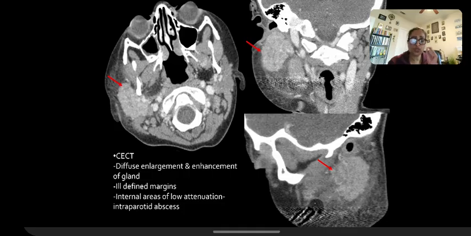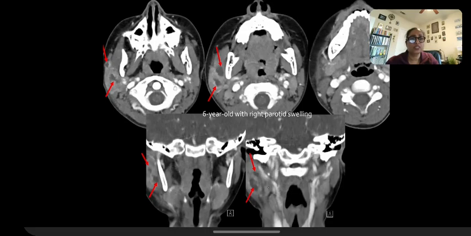And you want to pay attention to see if there are any low attenuation areas within this that suggest an abscess. The red arrow is showing you that there's an early developing abscess over there. You can see a little bit of peripheral enhancement; the surgeon might have to go in and drain it. Okay, this is another example. Again, in this case, the abscess is much more apparent. You can see the parotid gland is asymmetrically enlarged, inflamed, and there are these collections within the gland suggestive of abscesses.